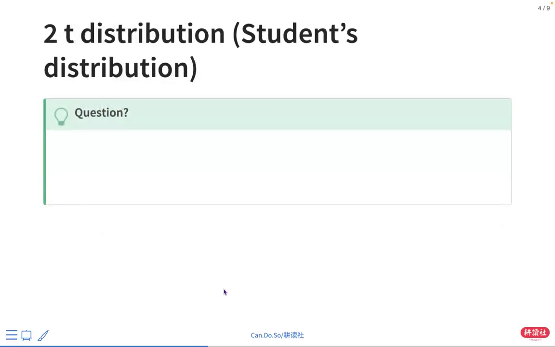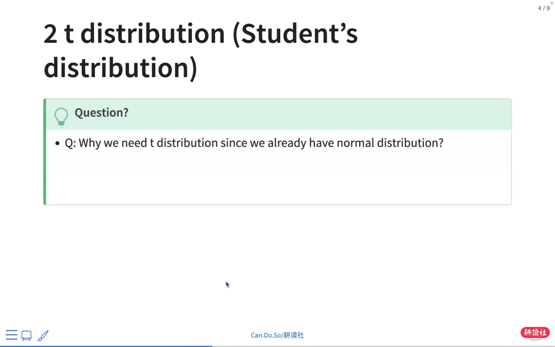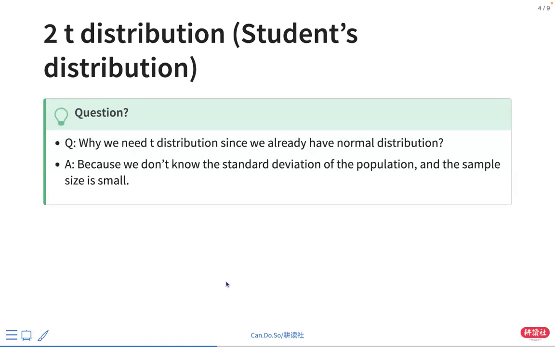Let's get started. The t-distribution is also called Student's distribution. It's very similar to the normal distribution. So here's a question: why do we need the t-distribution since we already have the normal distribution? Because we don't know the standard deviation of the population and the sample size is very small, so we can't use the normal distribution to do the test.